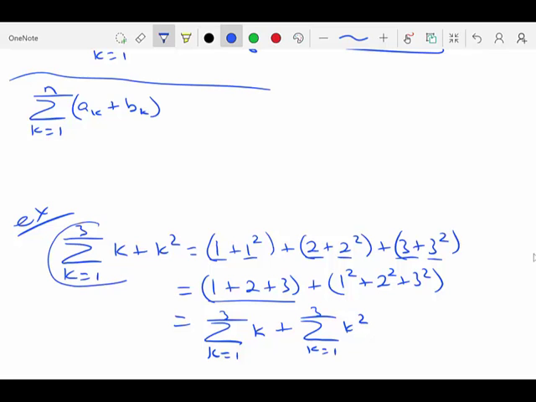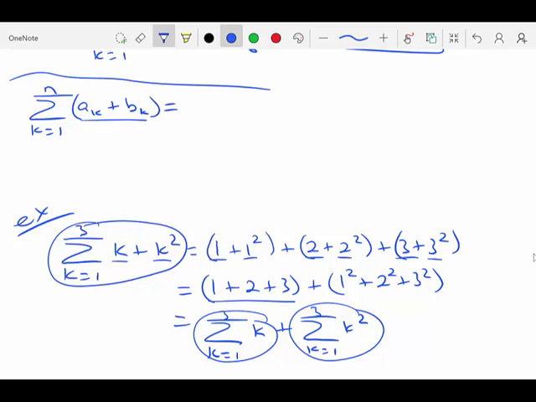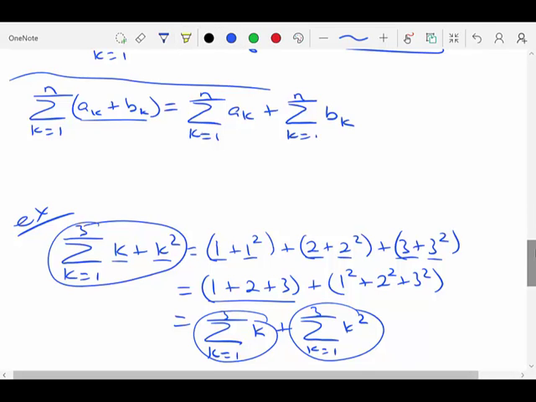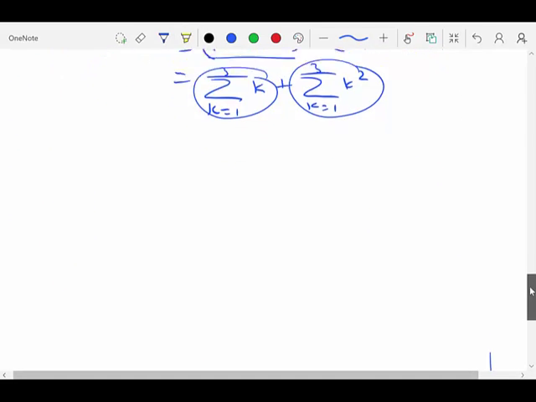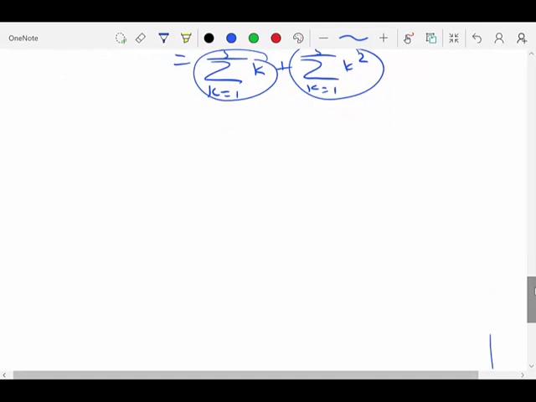What it says is that if you are going to add up a sum, you could add up the first thing and then add up the second thing. So the way that that formula looks is that the sum of a sub k plus b sub k is going to be the sum as k goes from 1 to n of a sub k plus the sum as k goes from 1 up to n of b sub k.